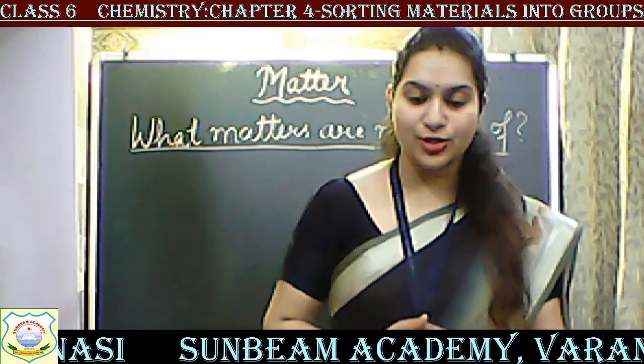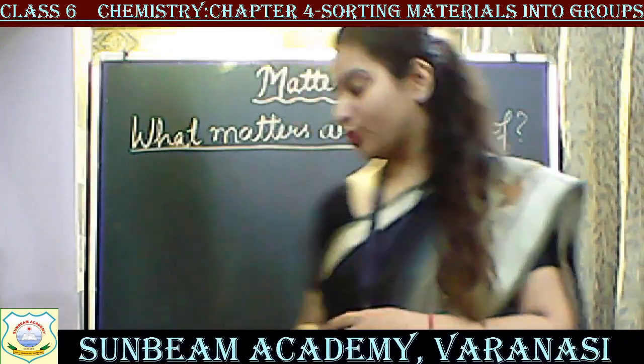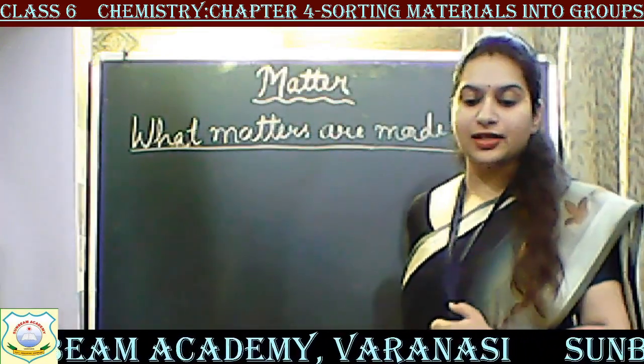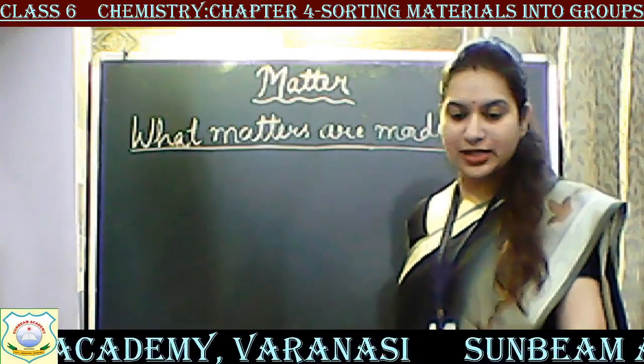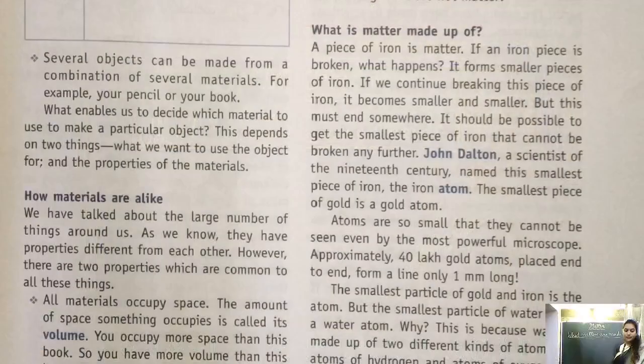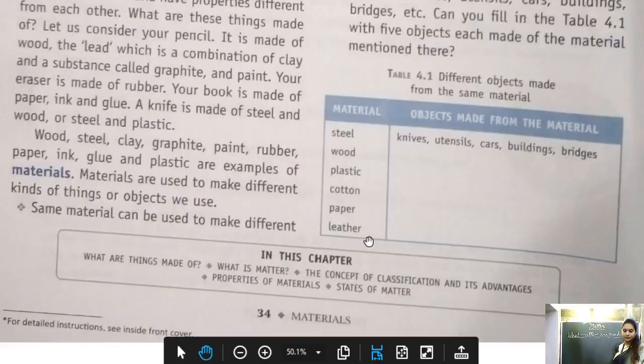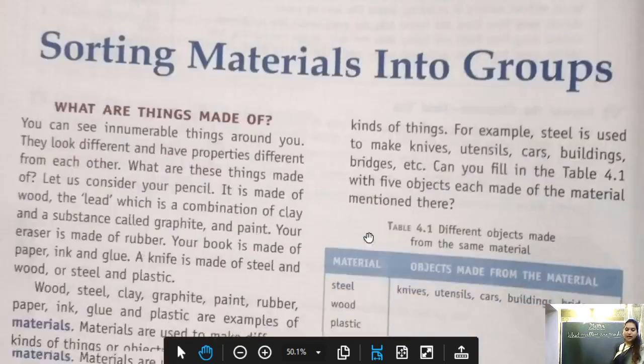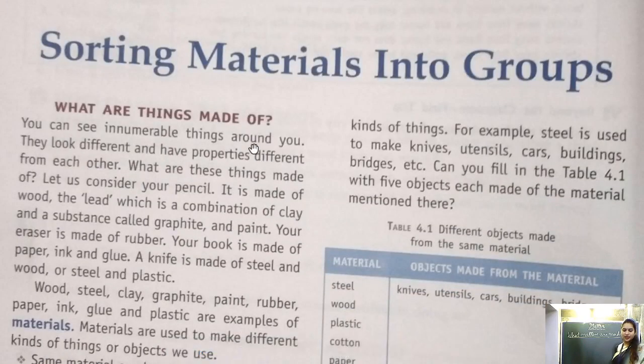So with you I am also now going to open the chapter, sorting materials into groups. Let's see what we have covered and what is left to be studied. Okay. So this is the chapter, sorting materials into groups, chapter number 4. So children, we have done this first page, that is what are things made up of. Okay, so things are made up of various different types of materials.